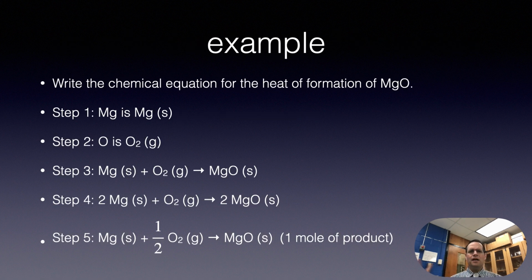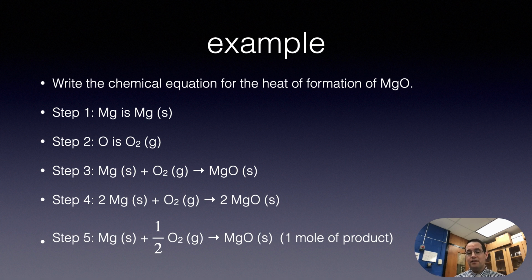All right, let's just do a couple of examples here so you get an idea what's going on. So here first, I just want to do something silly. Write the chemical equation for the heat of formation of magnesium oxide. So first, you want to find out what the standard state is for magnesium. Magnesium is normally a solid at room temperature and room pressure, and oxygen is normally a gas at room temperature and room pressure. So you write out the chemical reaction magnesium plus oxygen yields MgO, all right?